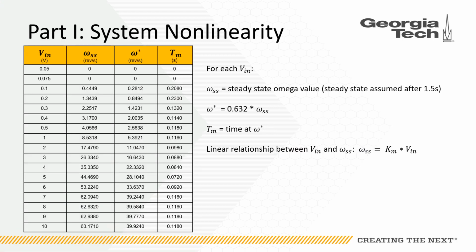For part 1, our goal is to determine the nonlinearities of our system. To start, 17 different input voltages were tested and various system characteristics were calculated, such as the steady-state omega, the characteristic omega, and the motor time constant, and they're all listed here in this table. The formulas used are also listed here. With this information, it should be noted that there is a linear relationship, as shown, between the input voltage and the steady-state omega.